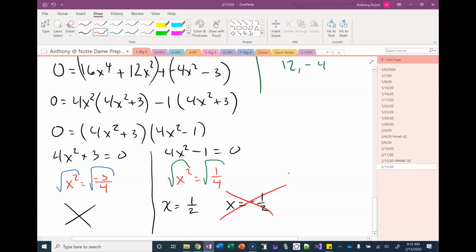Negative 1/2 is going to fail my check. I'll ask you to trust me on that. You could check it on your own on your calculator though, pretty quickly to verify that. And positive 1/2 does work. Is that okay, Jack? Okay.